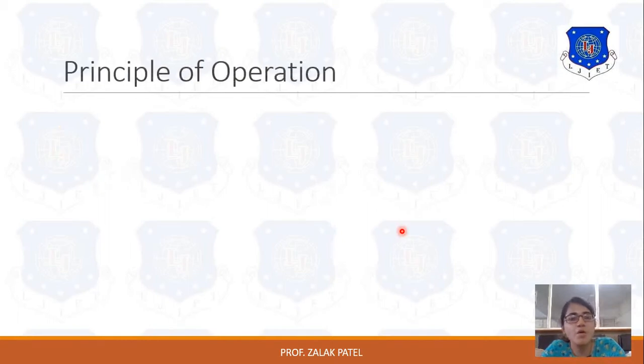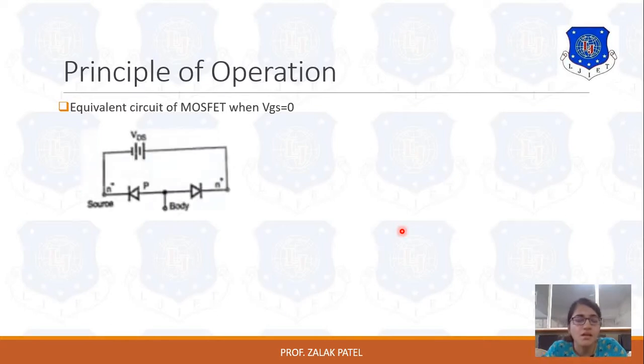Next is about the principle of operation of MOSFET. First of all, before discussing the principle of operation, here the equivalent circuit when the gate to source voltage is 0 is shown. When gate to source voltage is 0, then the two diodes should be connected like this. Here you can see this will develop the N plus and P region, source and body region, when VGS is equal to 0.